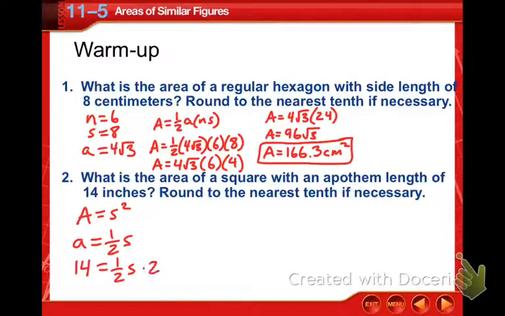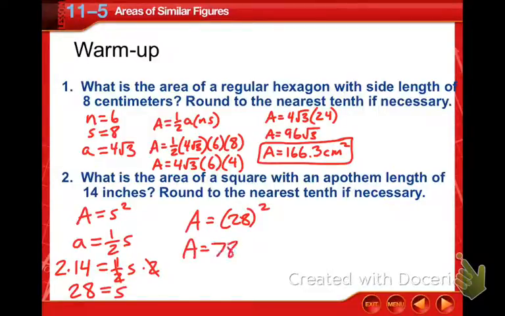We're going to multiply by 2 on both sides to figure out what s is. So it's 28. So we have our side length. So our area is equal to 28 squared. When you square 28, it comes out to be 784 square inches in this case. No need to round because it's a nice, pretty round number as it is.